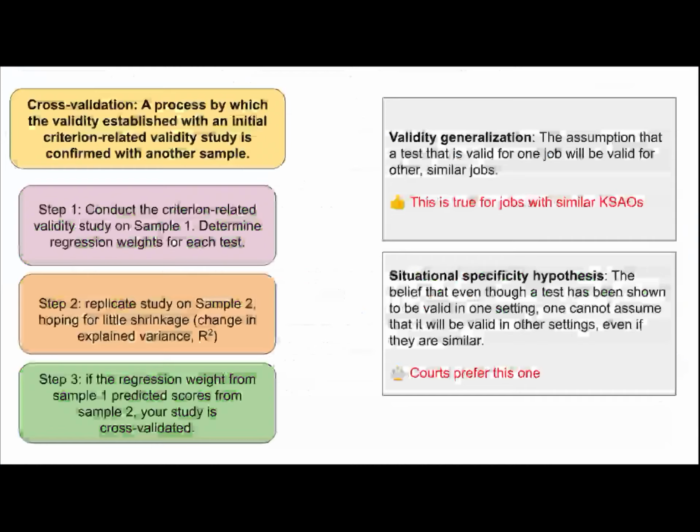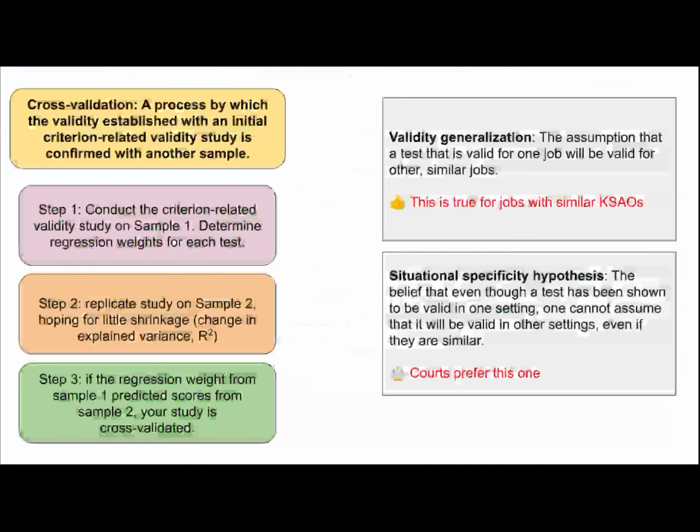Let's move on to the right side of the screen, where we look at the difference between validity generalization and situational specificity hypothesis. These are opposites from each other. They're both very important. The validity generalization is the assumption that a test that is valid for one job will be valid for other similar jobs.